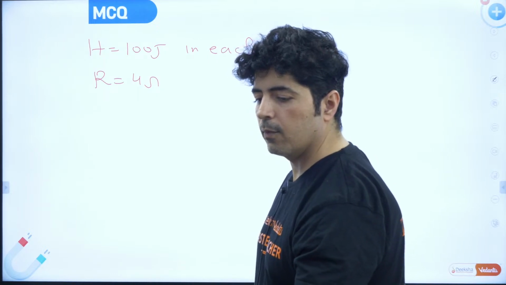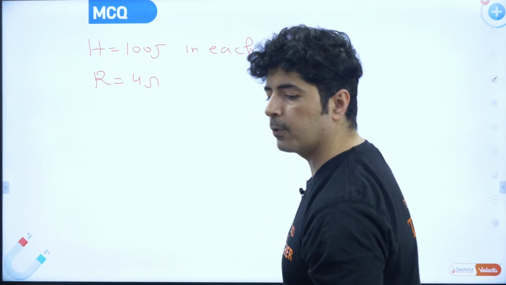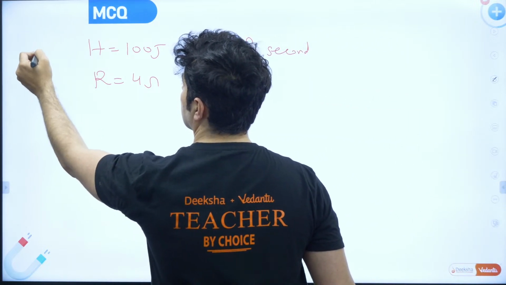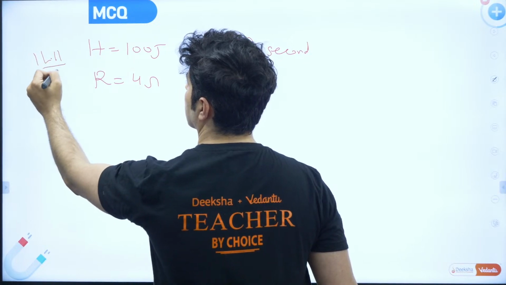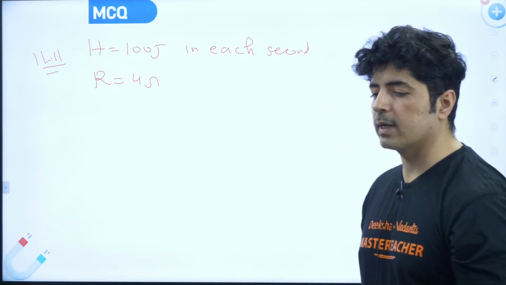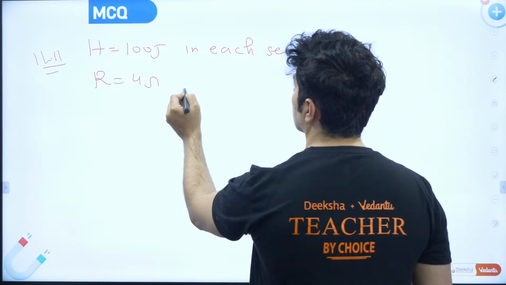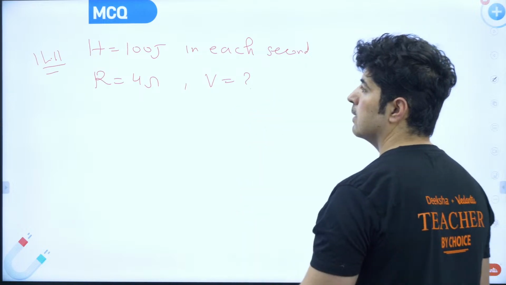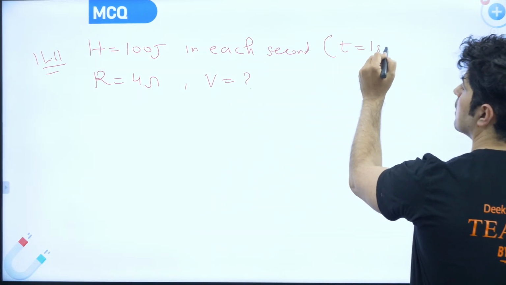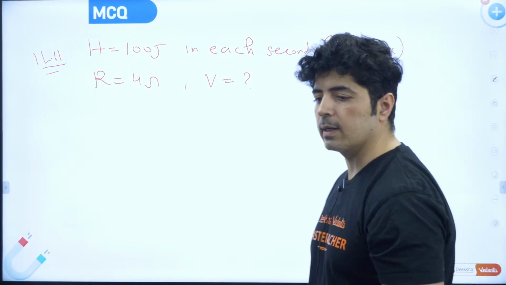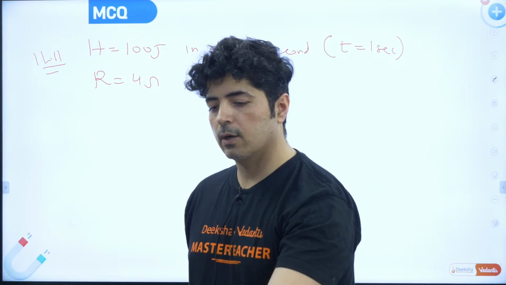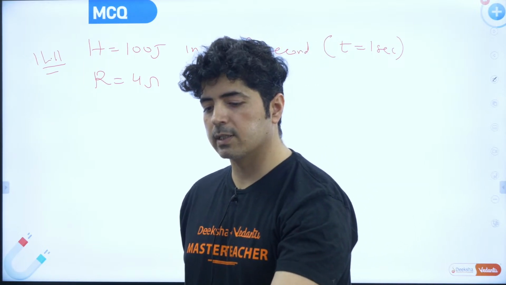And what is he asking us? He's asking us what is the potential difference. This is example number 11.11, guys, from NCERT. You can have a look. Very important example. That's why I'm taking this. So it's saying find the voltage, V is equal to question. Per second means time given here is 1 second. So potential difference is asked from us.